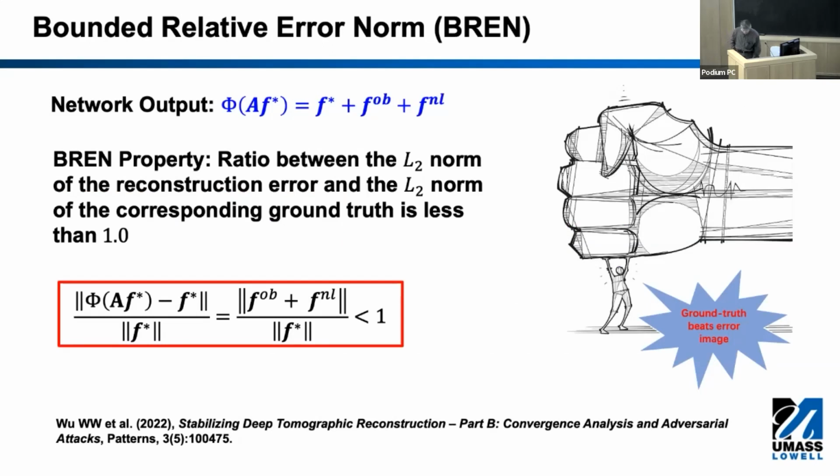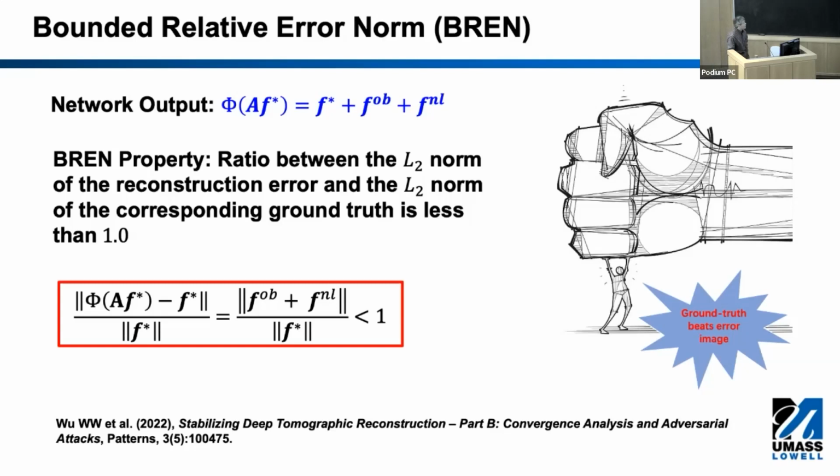Well, for this kind of iterative solution, one important thing is that the iteration converges. To analyze the convergence, we have what we call the BRAN property. Basically, it means that the L1 norm of the reconstructed image, where we have the strong images, is such that in the reconstructed image the ground truth should dominate the result.